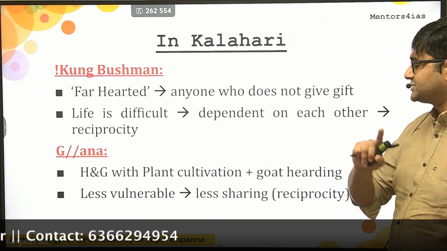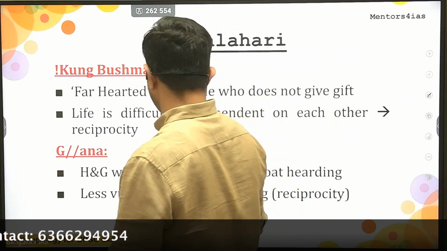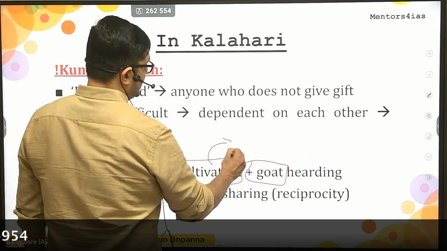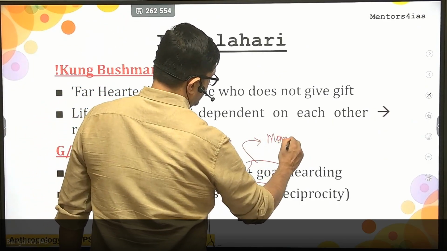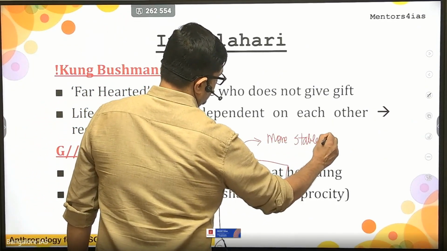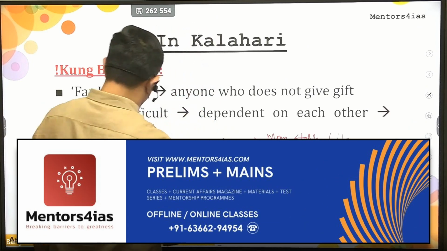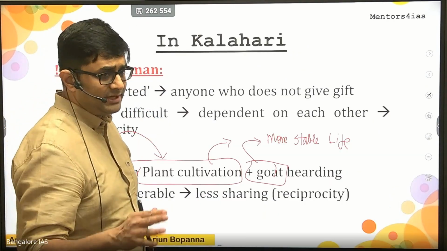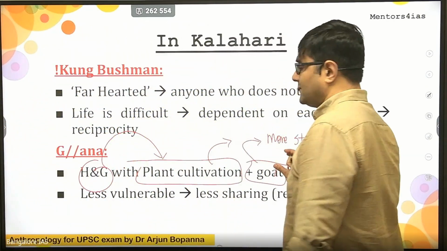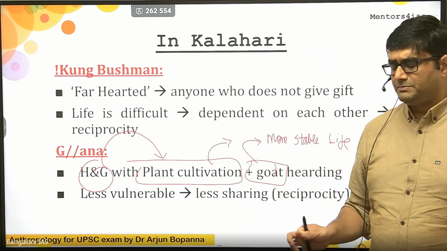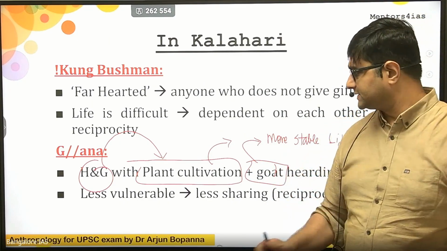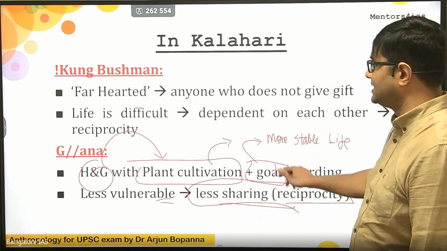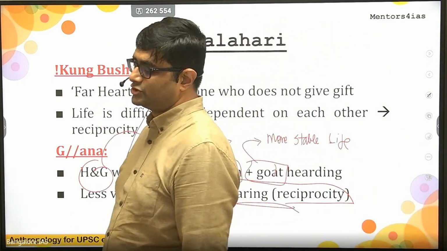Similarly, the Ghana tribe, hunting and gathering, okay, and they also practice plant cultivation, also pastoral. That means they have a more stable life, because if hunting and gathering fails, they can rely on plant cultivation and goats. So they have some degree of security. Because they have a degree of security, there is more individualism. People are more secure, so they don't have to depend on others. So they are less vulnerable. So there is less reciprocity, less sharing seen among them compared to the Kung Bushmen.